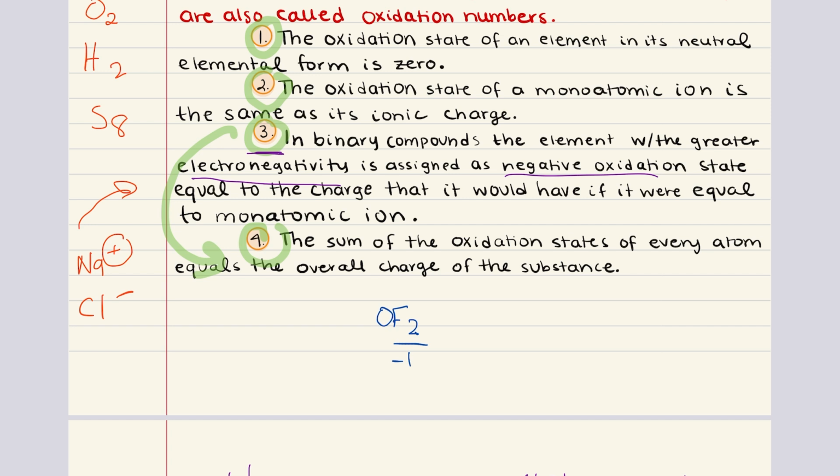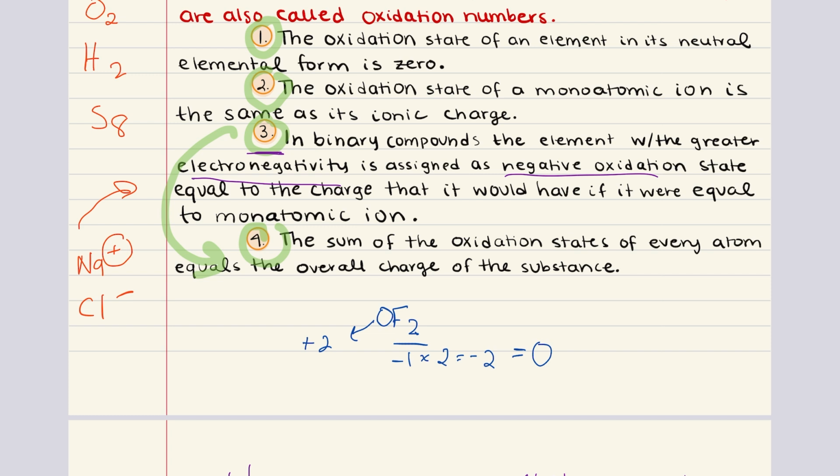Rule number 4 says, the sum of the oxidation states of every atom equals the overall charge of the substance. For neutral compounds, the sum of all oxidation numbers equals 0. We've assigned fluorine here an oxidation number of -1, and there's a total of 2 fluorines. So we have a total of -2. Oxygen difluoride is a neutral compound, so we need the sum of the oxidation numbers to equal 0. That means that oxygen has to have an oxidation number of +2 in this case. +2 minus 2 equals 0, which is exactly what we want for a neutral compound.